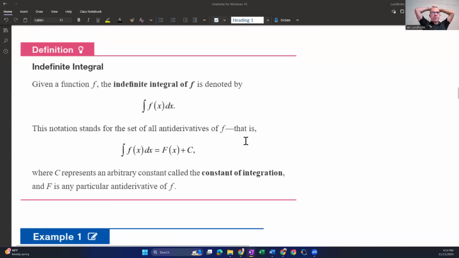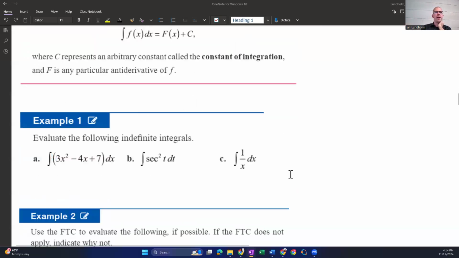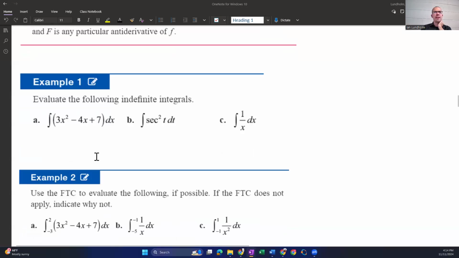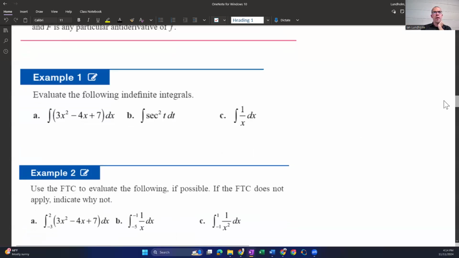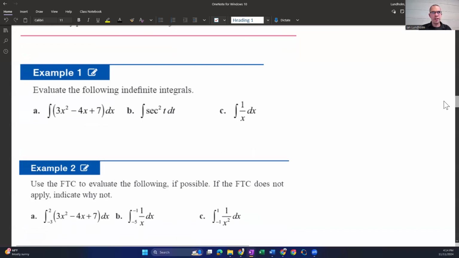Here we're looking at the definition of an indefinite integral. That is the antiderivatives that we've talked about before, so there's not too much to talk about there. Evaluate these indefinite integrals. I mean, we've done most of that already. This one's just reversing the power rule.